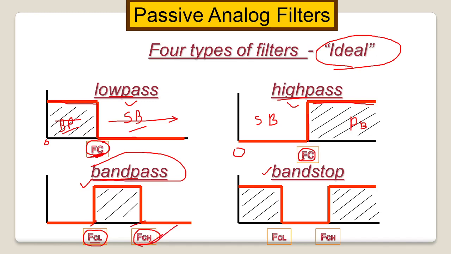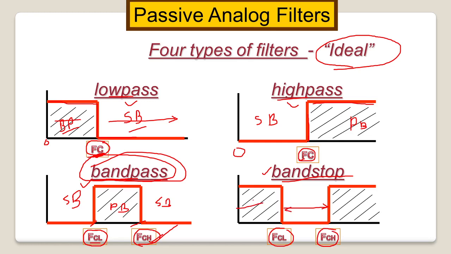So here this is my pass band, and this one is my stop band. This is my stop band over here. A band of frequencies passed by the filter is called a band pass filter, and a band of frequencies stopped by this filter is a band stop filter. This one has a lower cutoff frequency, and this is a higher cutoff frequency. The band stop will attenuate the frequencies in between.